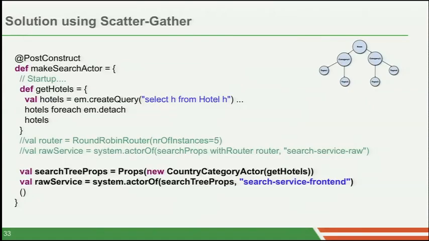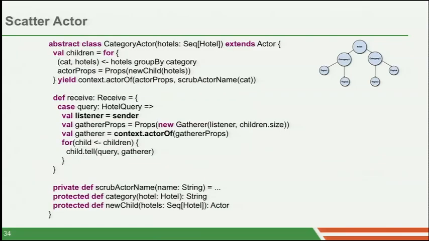Okay, so let's look at how we implement this. We want to implement scatter-gather. We still have our getHotels method when we make our search actor. What we change is we create a country category actor. The country category is the root, and he splits out based on what country the hotel is in. He has a different actor for every country that we have hotels in. We'll show you that code in a second. We pass the hotels to him, and he spawns his tree. Then we instantiate our service by creating this category actor hotel.